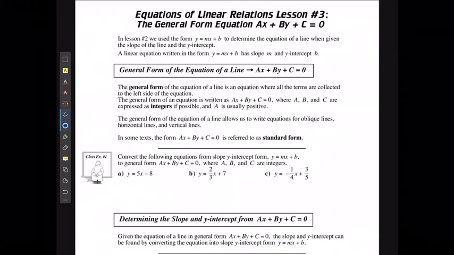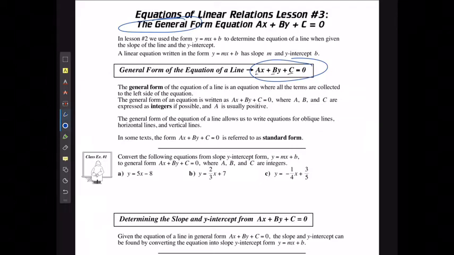Okay, so for this lesson, we're going to take a look at the next form of linear relations, which is called general form. In lesson 2, we used the form y is equal to mx plus b to determine the equation of a line when given the slope of a line and the y-intercept. A linear equation written in the form y is equal to mx plus b has a slope of m and a y-intercept of b.